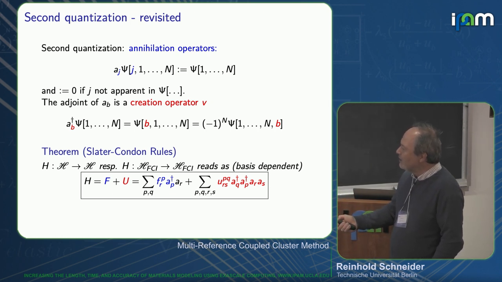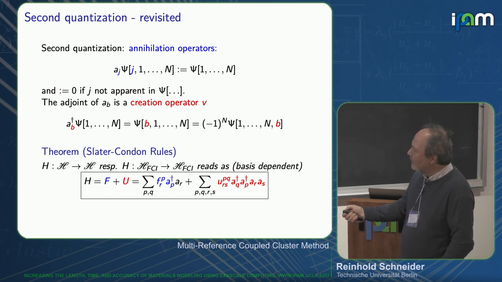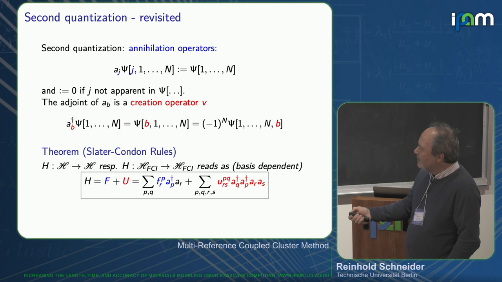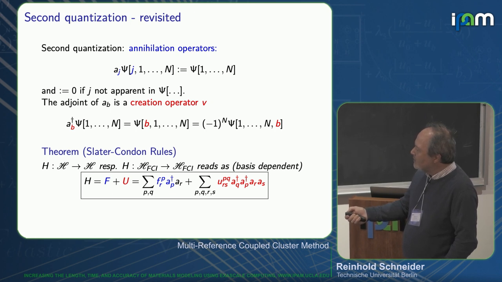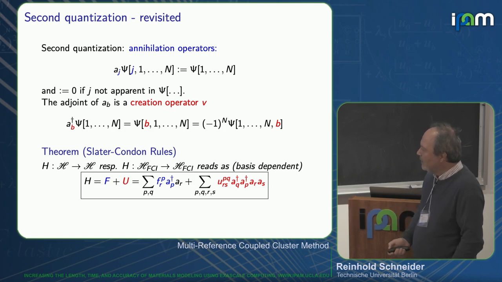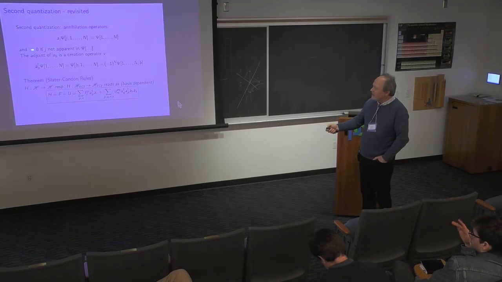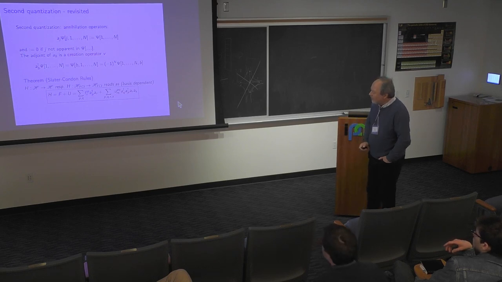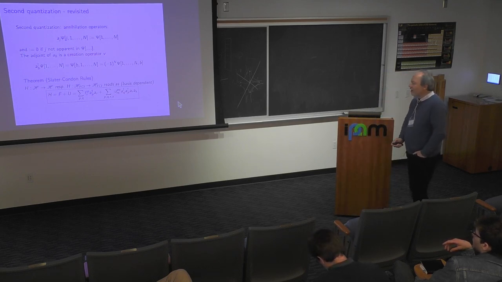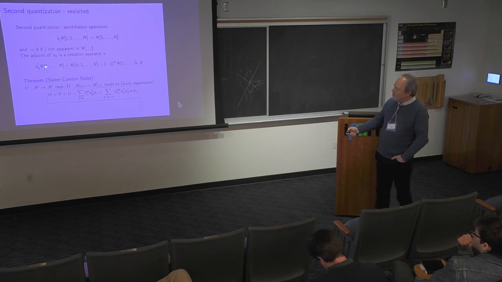Usually, you know what annihilation and creation operators are, but here on Slater determinants you can define them. If you have a Slater determinant with n plus 1 orbital basis functions, and Aj applied to this Slater determinant gives you one which has one orbital less, you just remove the orbital j. If the orbital is not present in the Slater determinant, then you define this to be 0. And the adjoint operator is just the adjoint operator.